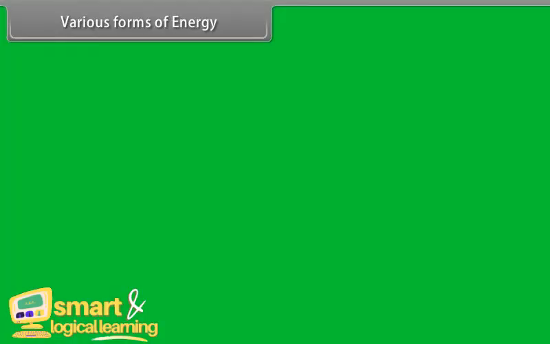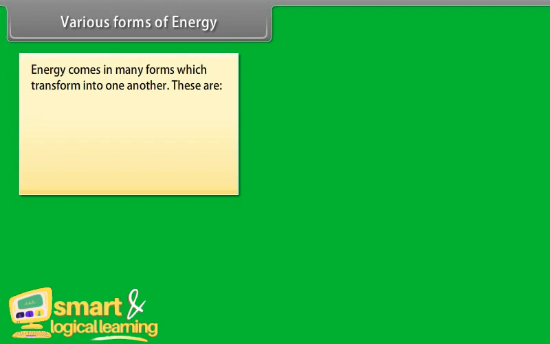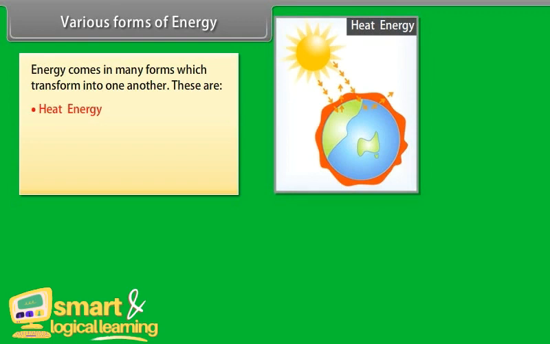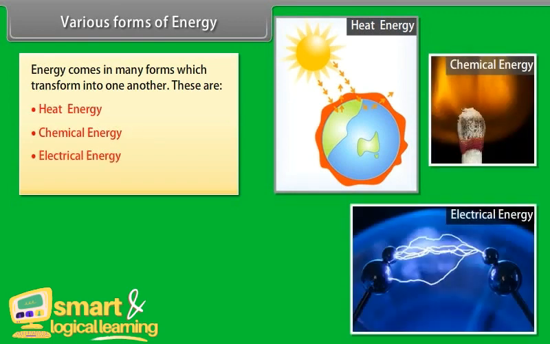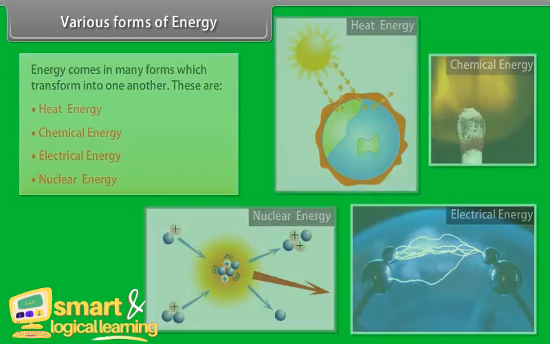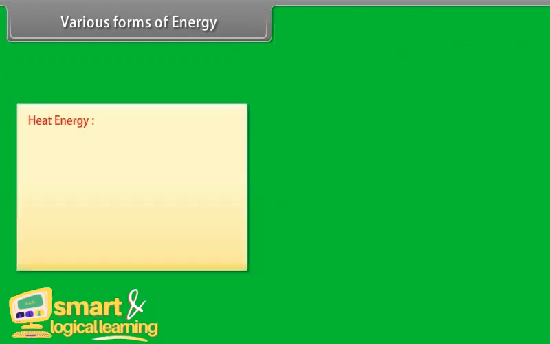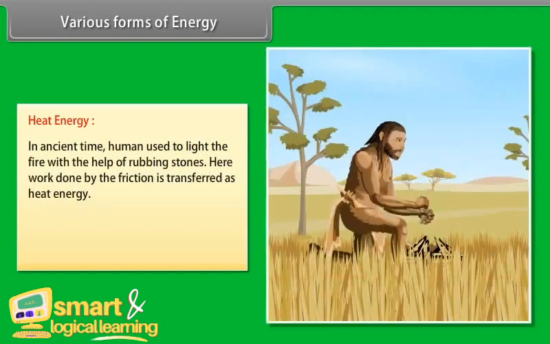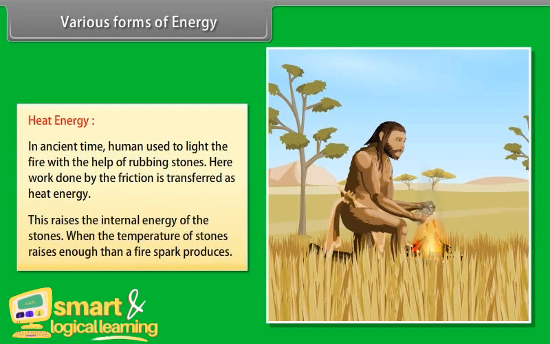Various forms of energy. Energy comes in many forms, which transform into one another. These are heat energy, chemical energy, electrical energy, nuclear energy. Heat energy. Let us take an example for better understanding. In ancient times, humans used to light a fire with the help of rubbing stones. Here, work done by friction is transferred as heat energy. This raises the internal energy of the stones. When the temperature of the stones rises enough, a fire spark is produced.